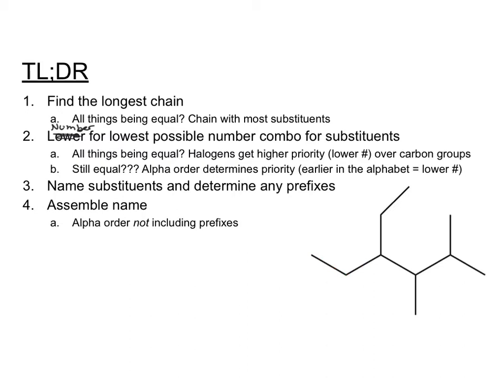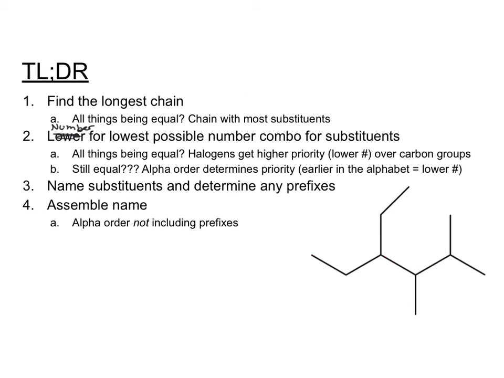I see one here. This is 1, 2, 3, 4, 5, 6 carbons. But I also see a big substituent up here, so let me just check and make sure that that one's not longer. 1, 2, 3, 4, 5, 6 carbons again. Okay, so then all things being equal, chain with the most substituents.